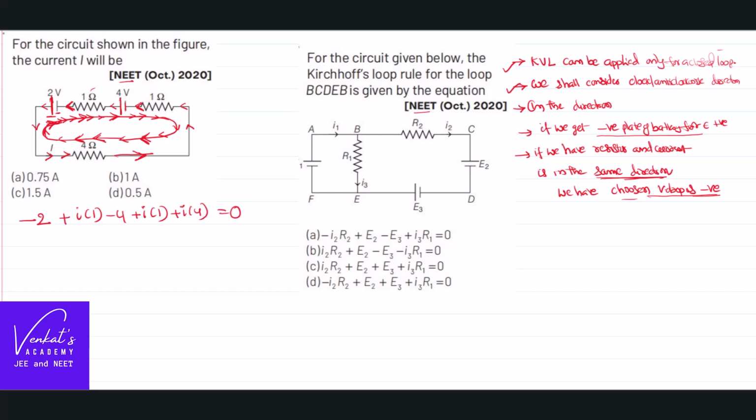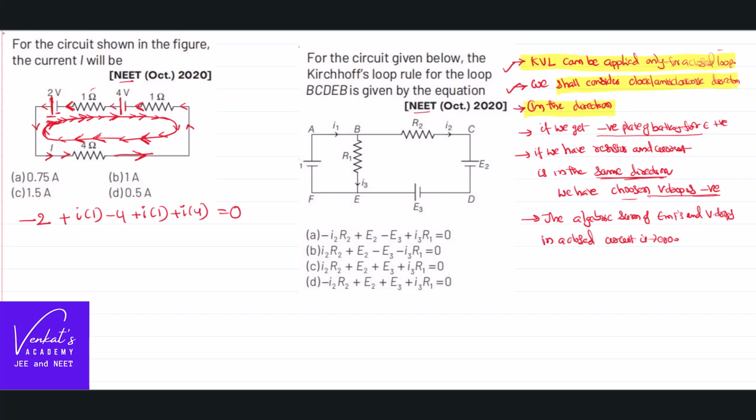What is that? The algebraic sum of EMFs and potential drops in a closed circuit is 0. So, I have just applied that rule. So, I want you to remind the rule once again. First, it can be applied only for a closed loop. Next, we shall consider either a clockwise or anti-clockwise direction.